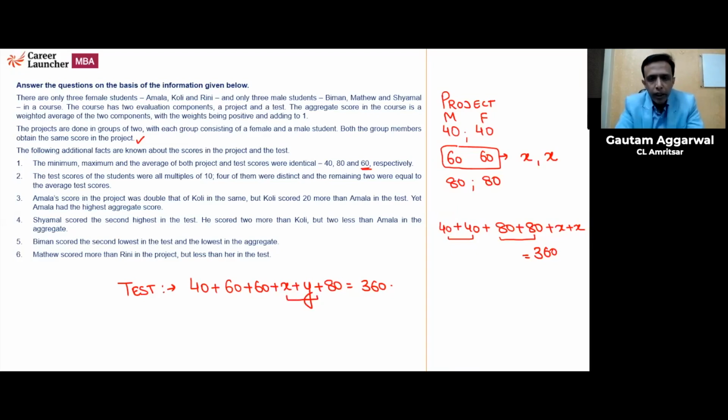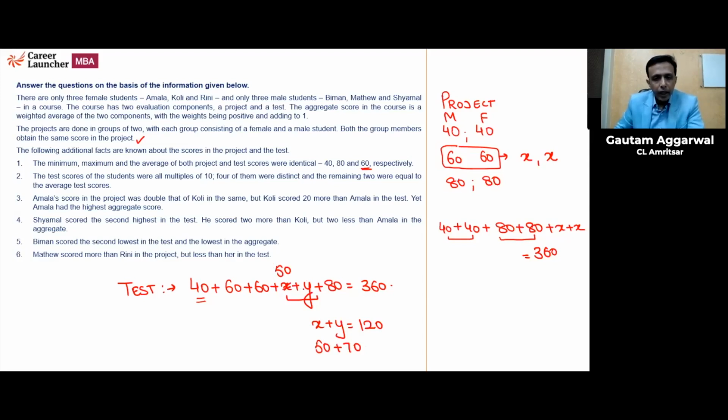So let's be a little more critical. Everything has to go in multiples of 10. 4 of them have to be kept distinct. The remaining two have to be kept equal to the average score. So that means 60 and 60 each. Again, if I look at the total, this would be 100, 160, 240. X plus Y would turn out to be 120. Now, logically understand, none of them could be 40, 60 or 80, and they have to go in multiples of 10 with a minimum more than 40. So the only option left is 50 and 70.